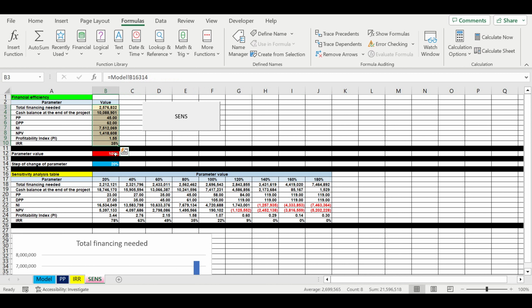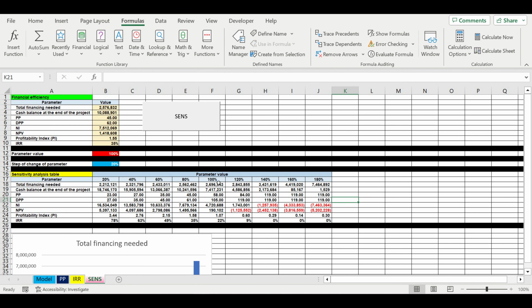Here we have our scenario output financials. This cell is a coefficient that we will be adding to any revenue or expense input inside our project. Here we have another input. This is a step of change of the parameter that we will be looking at during our sensitivity analysis. If we change this parameter, this will affect this line.